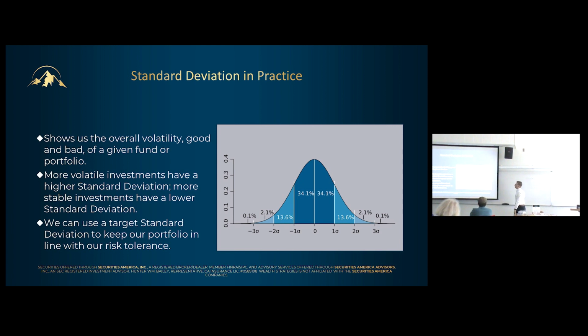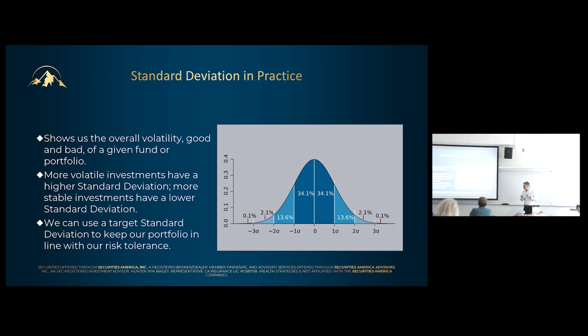So when we put that into practice, again, it shows us overall volatility, both good and bad, for any given fund or portfolio. It measures movements up and it measures movements down. It's not discriminatory against either. It's everything all together. More volatile investments have a higher standard deviation. More stable investments have a lower standard deviation.